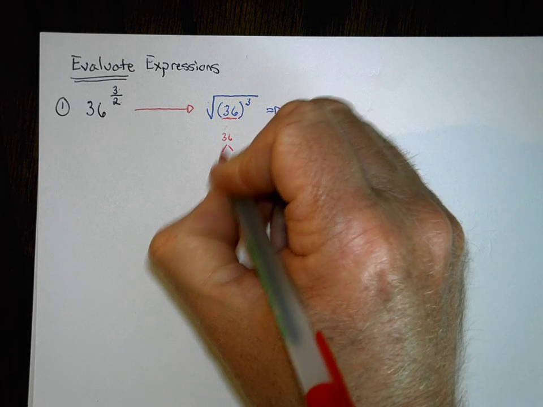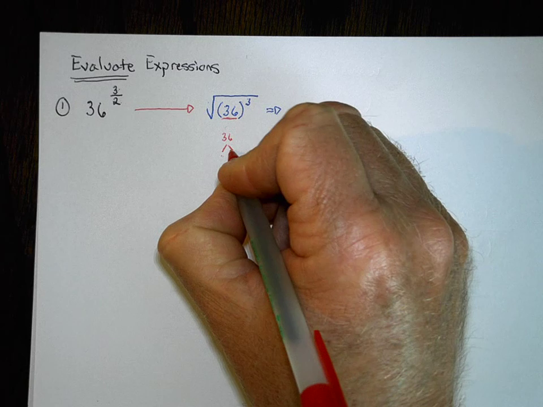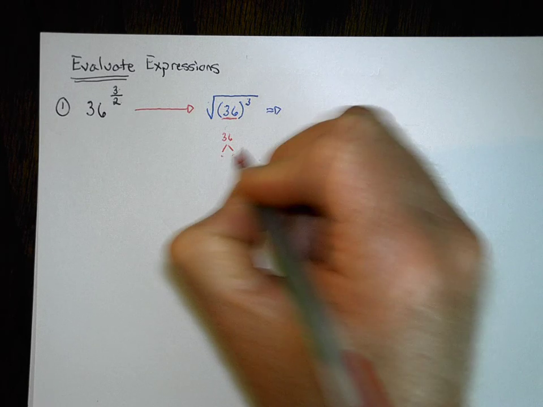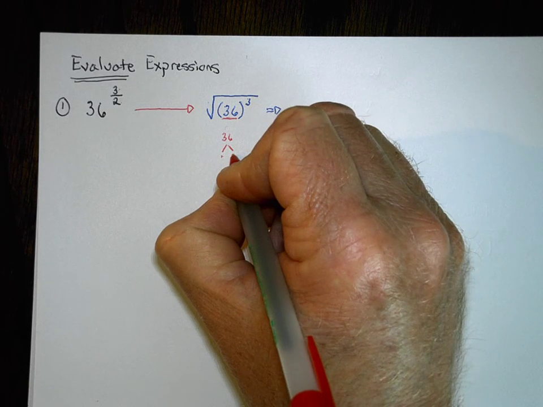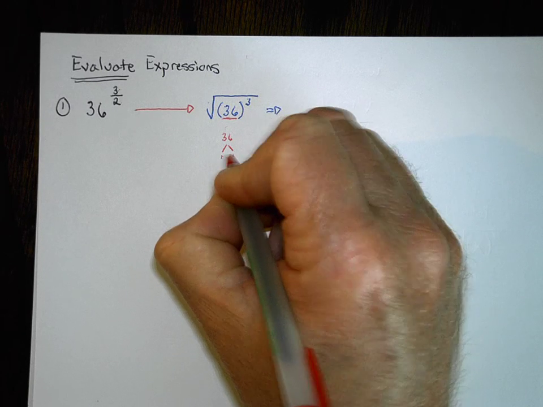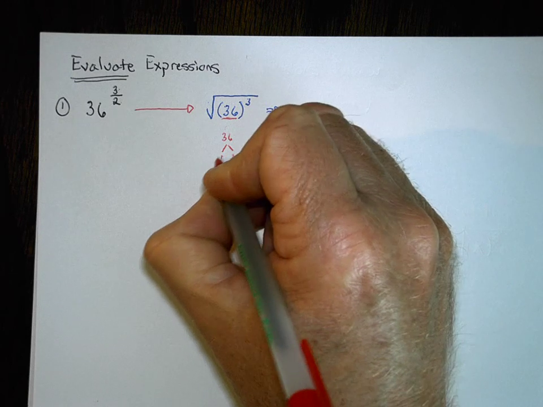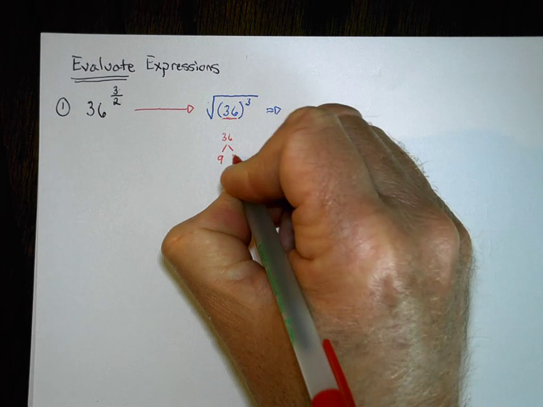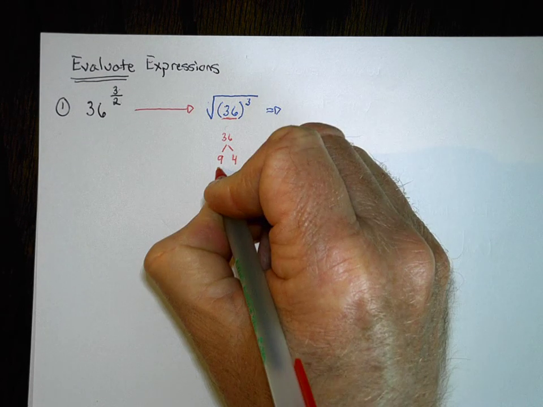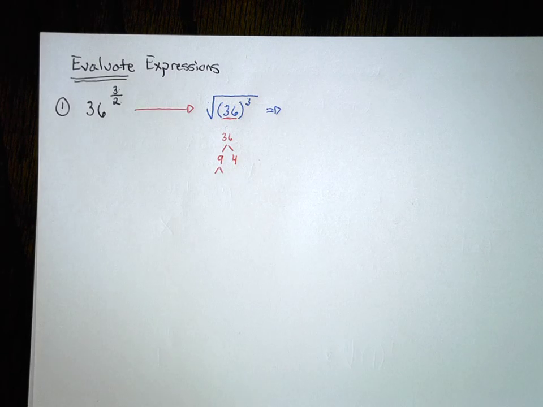When we make a factor tree, what times what makes 36? Well, you have a couple options. You could go 2 times 18, you could go 3 times 12, you could go 6 times 6, or you could go 9 times 4. Do not go 1 times 36. So which option do you want to choose? I'm just going to choose 9 times 4. And then we're just going to keep factoring each branch of the factor tree until I can't factor anymore.